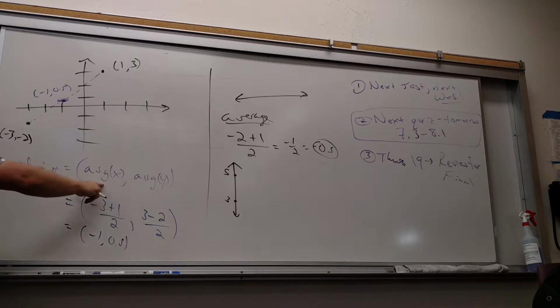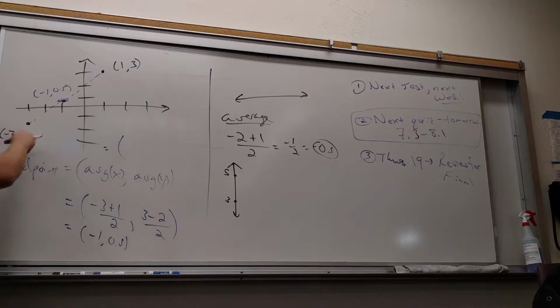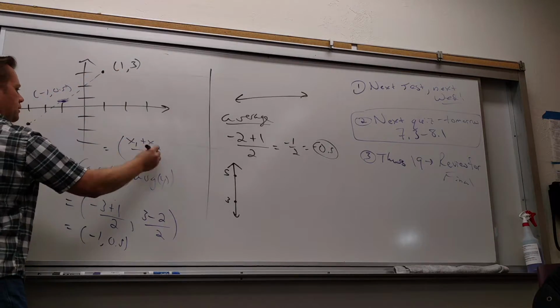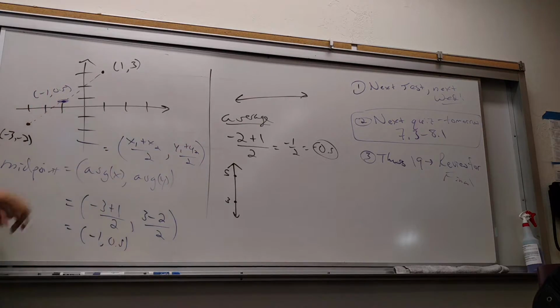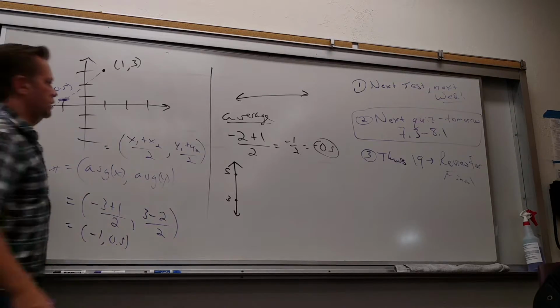So if you want an even better formula than this, if I call this x1, y1, and x2, y2, it would just be add the x's, divide by 2, add the y's, divide by 2. That's how you get the average of those, right? So that's the full-blown midpoint formula. So you guys do this one.